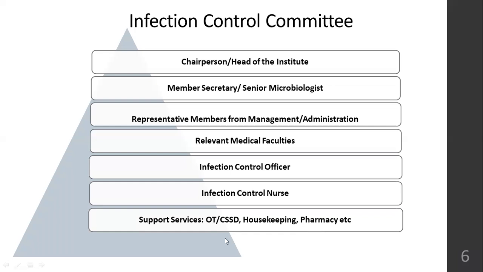The members from these departments as well, they come under the infection control nurse because she or he trains the technicians from operation theater. Here the technicians come, not the members. Members come way above. The head of the departments and all would be the representative members. Technicians will come under the infection control nurse.